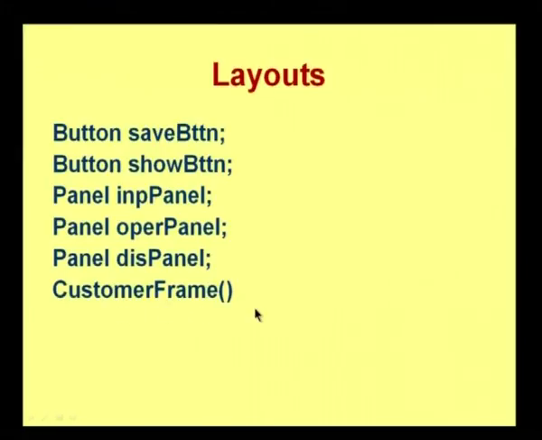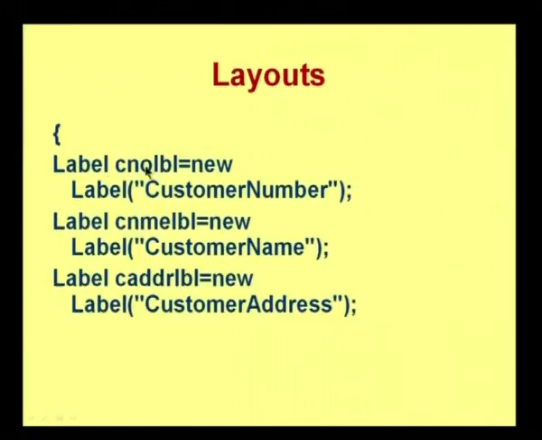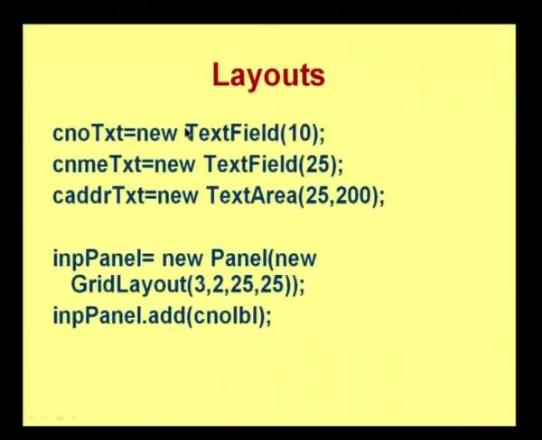So now I am having a constructor for my customer frame. Inside the constructor, I am constructing the labels, and then I am constructing the text fields. After I construct my labels and text fields, I am specifying a layout for my input panel. The input panel is going to have a grid layout. This grid layout is going to have 3 rows and 2 columns with horizontal and vertical spacing to be 25. And then I am adding the components on the input panel.